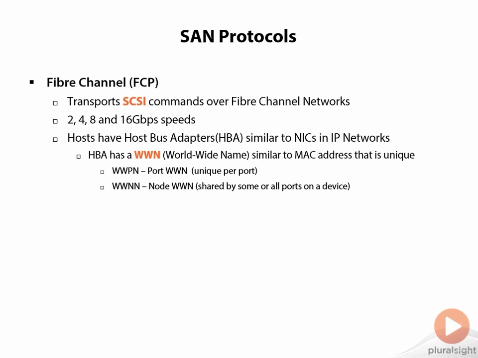And Fiber Channel networks can run at one of several speeds: 2, 4, 8, or 16 gigabits per second. Typically, most environments are going to be running either 4 or 8, although you may see some of the newer installations running 16 gigabit per second.